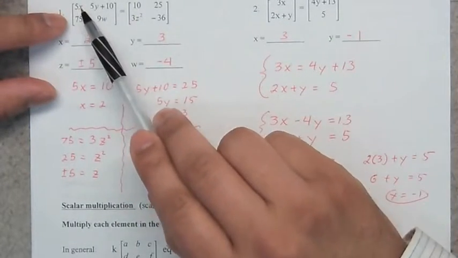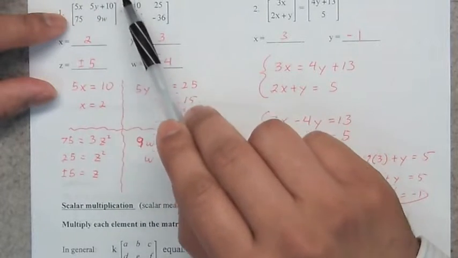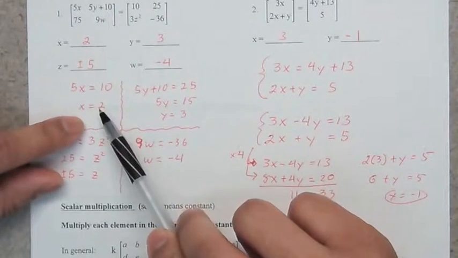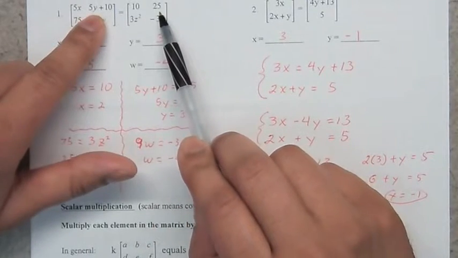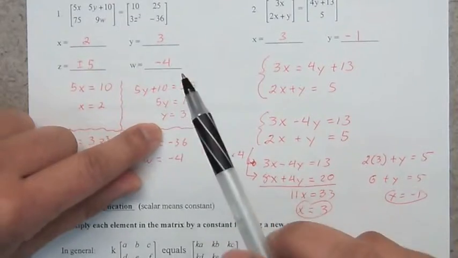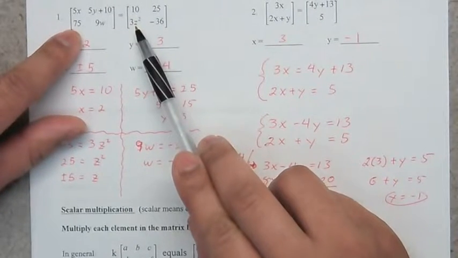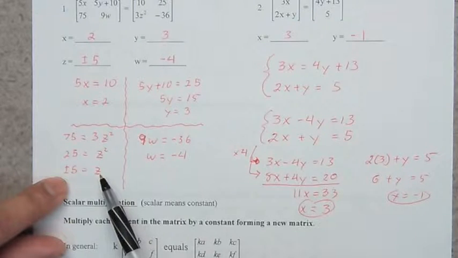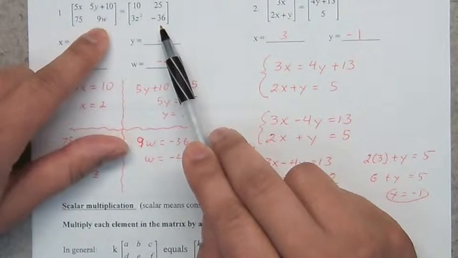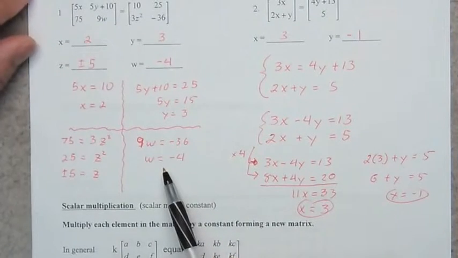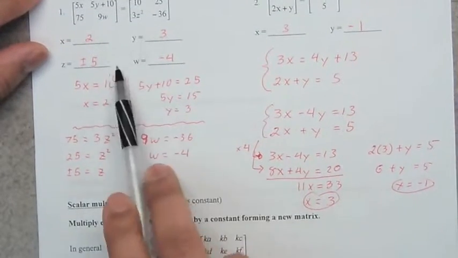We can say this element is equal to this element because they're equal matrices, so I can write right here, 5x is equal to 10. Solve for that, we get x equals 2. Set this equal to each other. Solve for y, we get y equals 3. Set this, 75 is equal to 3z squared. z is equal to plus or minus 5. 9w is equal to negative 36. w is equal to negative 4. We'll just go ahead and place them there.